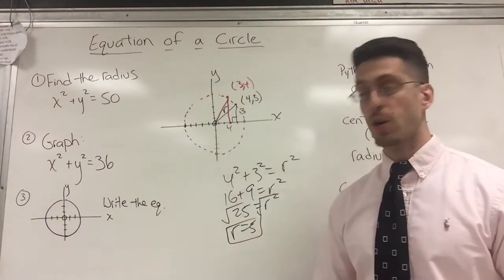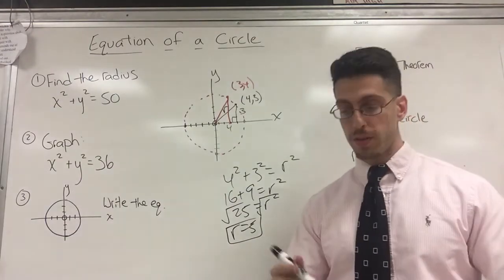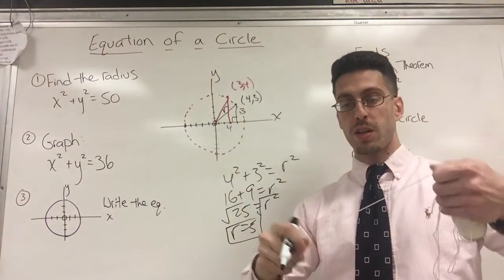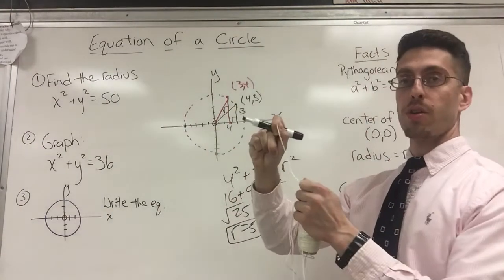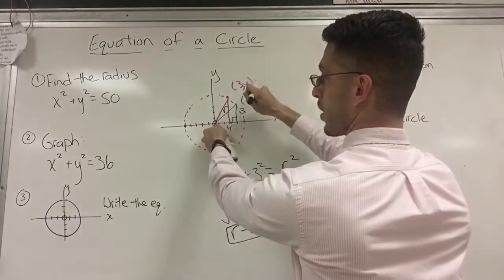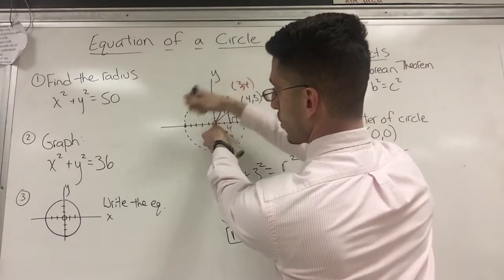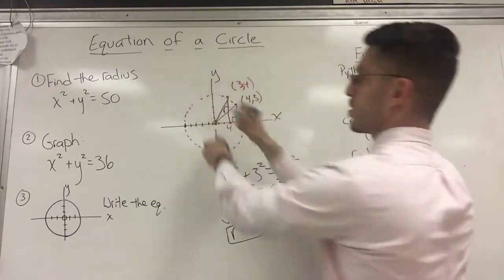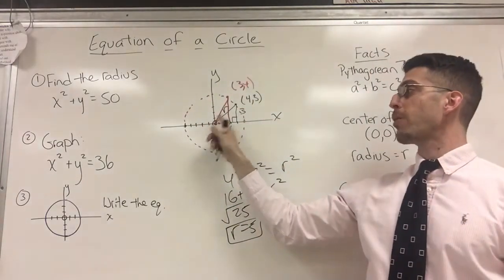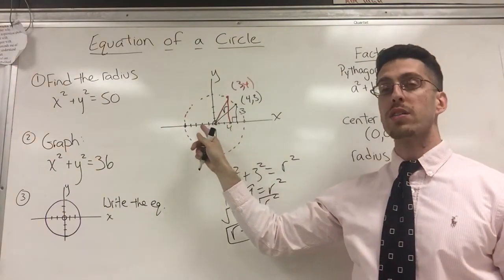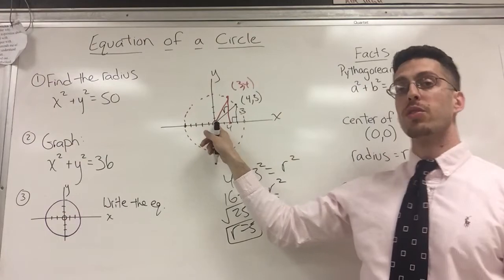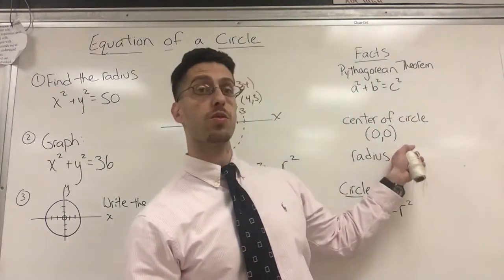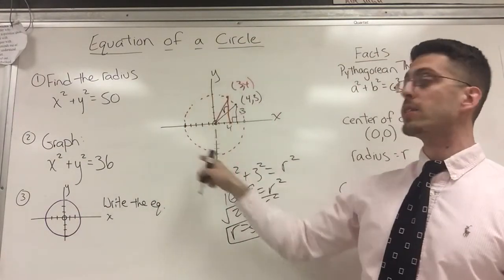If you have a compass at home, I suggest you use the compass. There's another way to do it. We used to use a string as a fake compass: you attach the marker to one end of the string and hold the other end at the center, and you just go around like that. You would see that my radius is always 5. So the definition of a radius is the distance from the center of your circle, which in this video is always 0, 0, to any point on the circle.